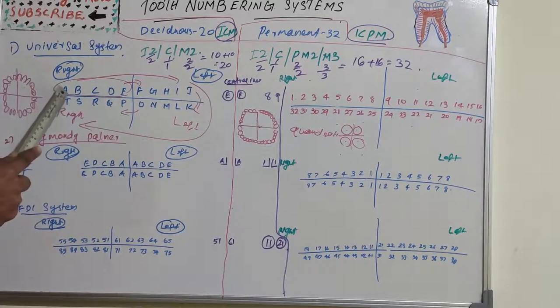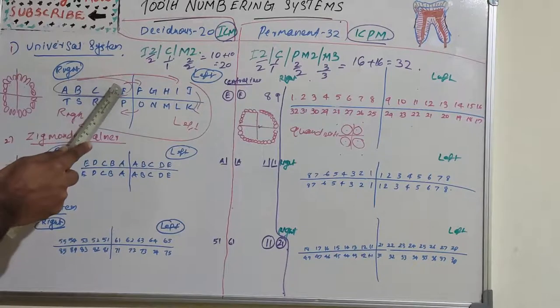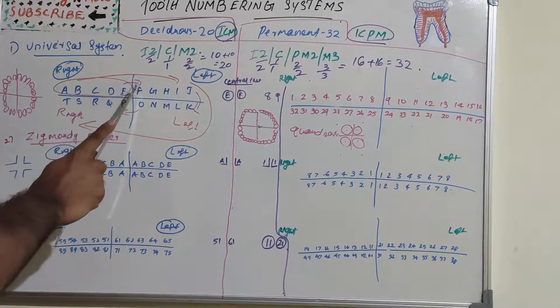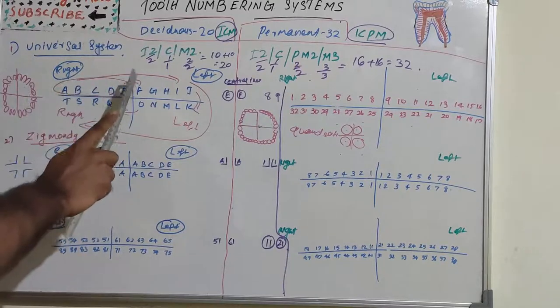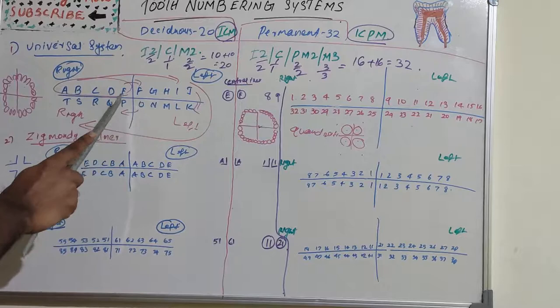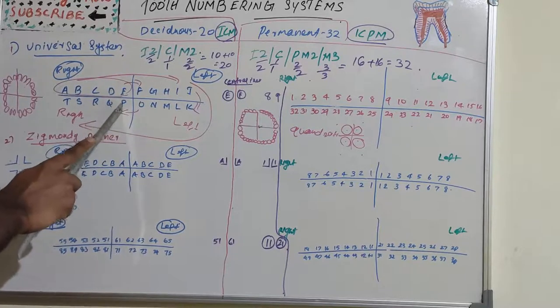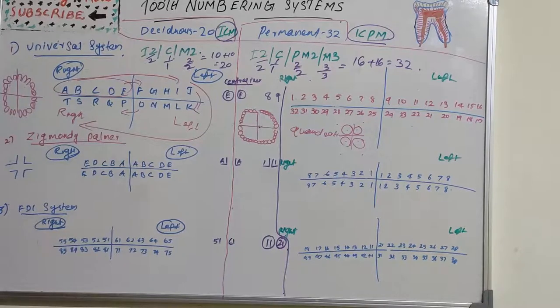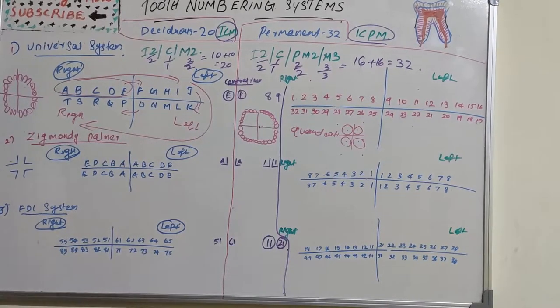A is the upper right second deciduous molar. E is the upper right central incisor. F is the upper left central incisor. O is the lower left central incisor. P is the lower right central incisor. T is the lower right second molar.